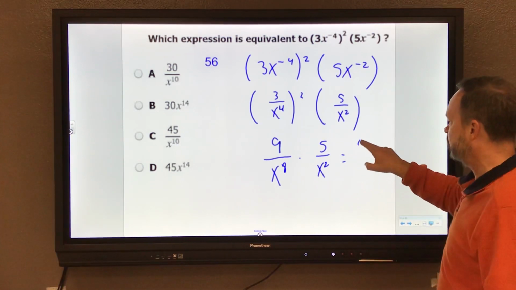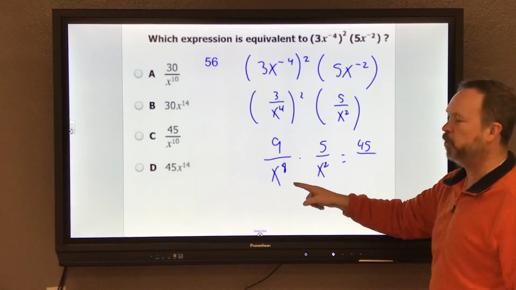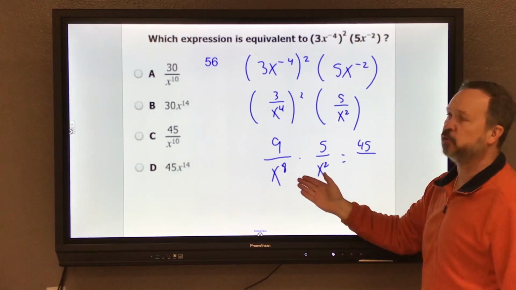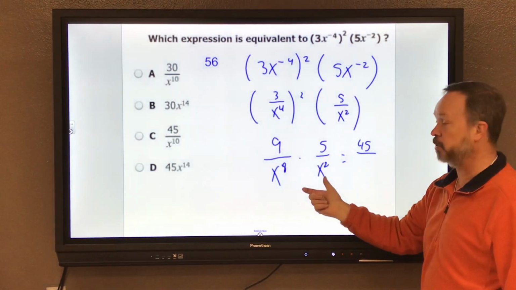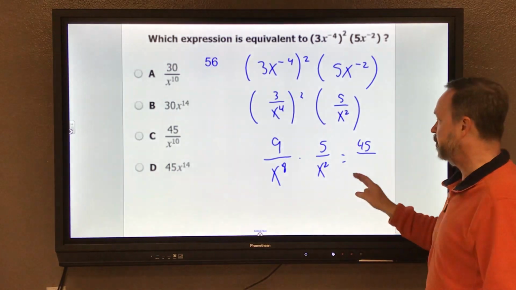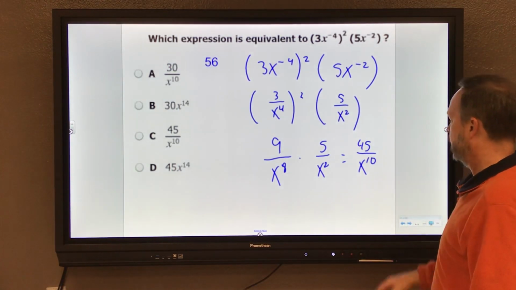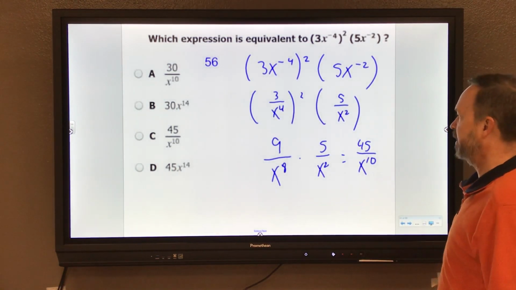So you can see the numerator is 45, and the denominator, what do we do? This is the product rule because we're multiplying here. You know, that's quotient, but this is a product rule because we're multiplying. And so in order to do the exponents, we add them, making the correct answer C.